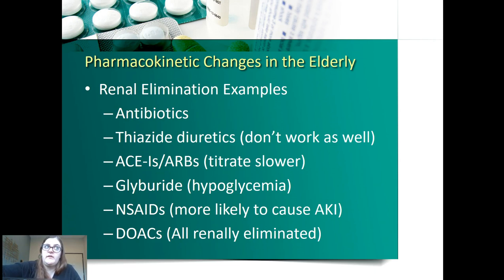So if you think back, NSAIDs cause AKI by reducing blood flow to the kidney. And our older adults already don't have as much blood as the normal would because their total body water is less. And so you're taking an already potentially dangerous dehydrated patient to a really dangerous dehydrated patient. So again, it's not 100% or anything like that, but NSAIDs are more likely to cause AKI the older you get. And then all of our direct oral anticoagulants are processed through renal elimination. So all of them are more dangerous in older adults.